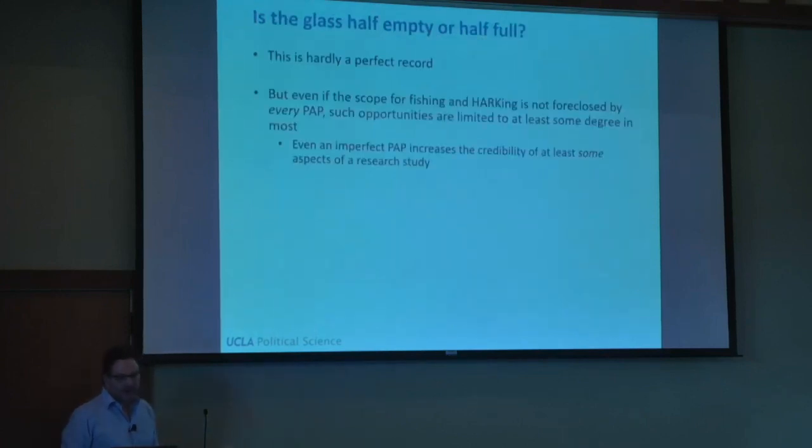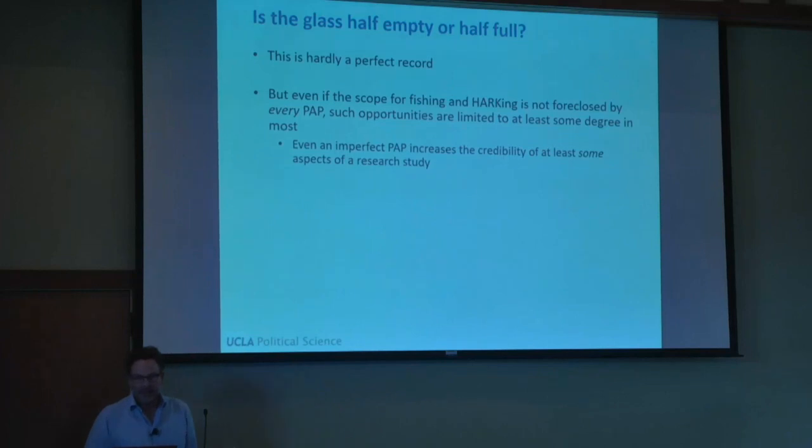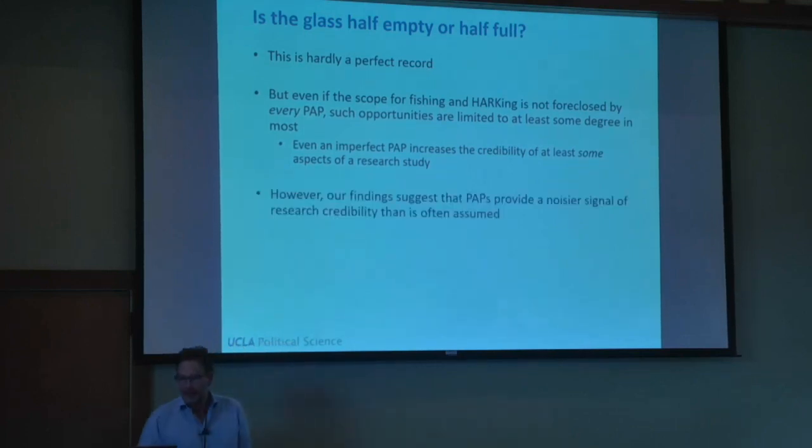It's hardly perfect, but the point I think we want to make, and we'd love to hear your thoughts on this, is that even if the scope for phishing and harking isn't foreclosed by every PAP, these opportunities are limited to at least some degree in most, right? An imperfect PAP is better than no PAP at all. And an imperfect PAP increases the credibility of a research study, we think, over not having a PAP at all.